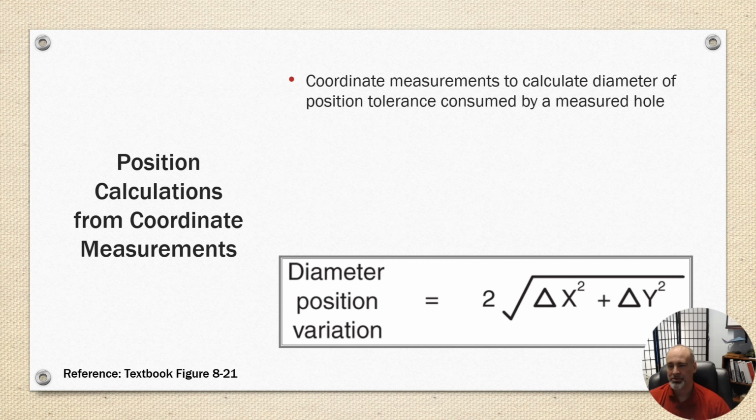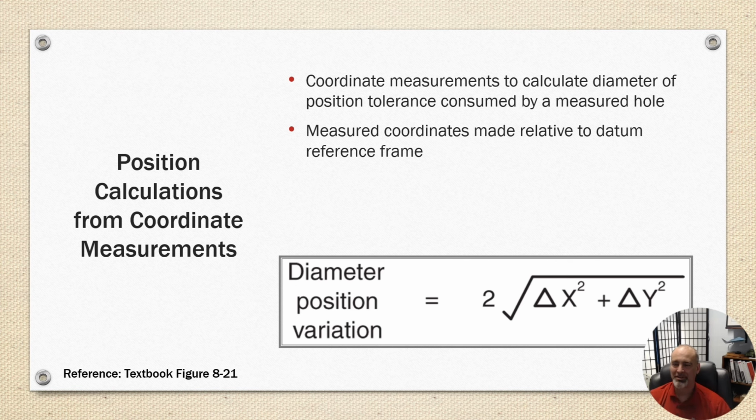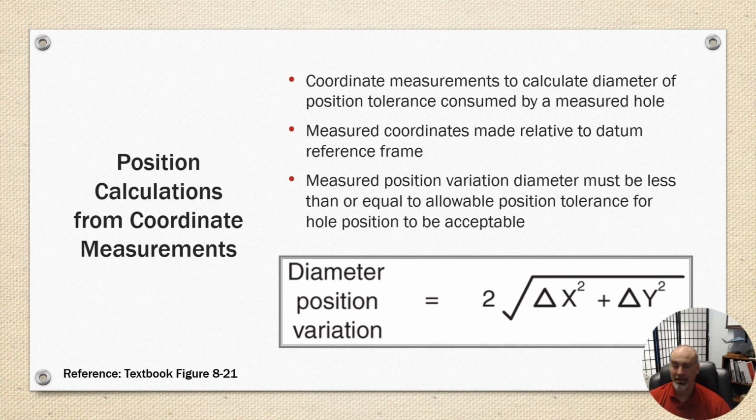Okay. So the coordinate measurements are used to calculate the diameter of position tolerance consumed by the measured hole. The measured coordinates are made relative to a datum reference frame, and the measured position variation diameter must be less than or equal to the allowable position tolerance for the hole position to be acceptable.